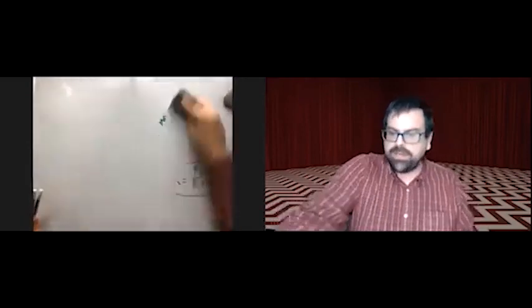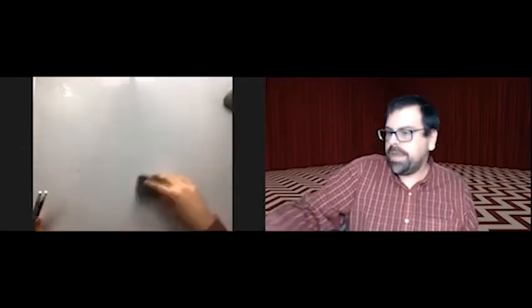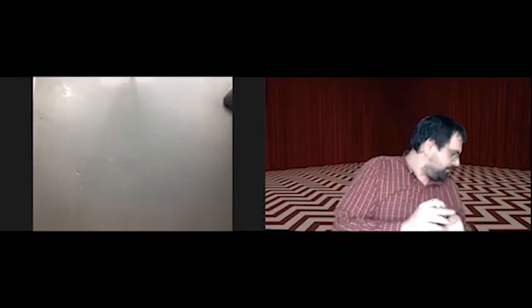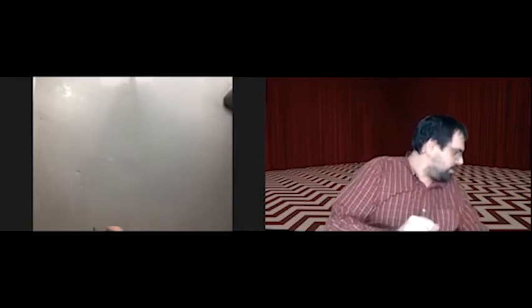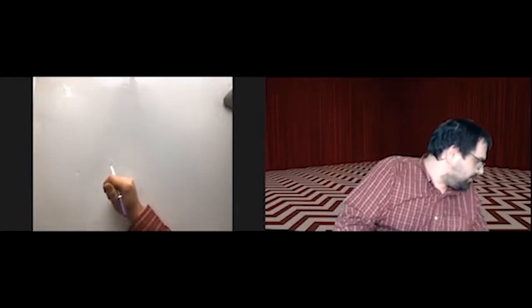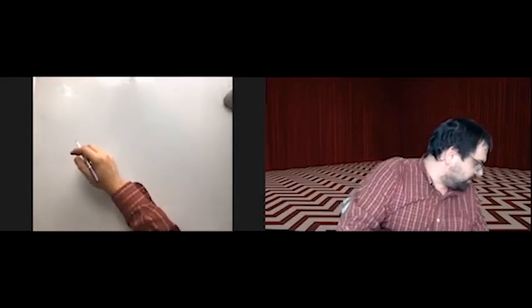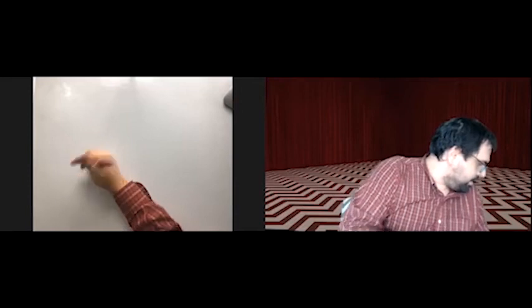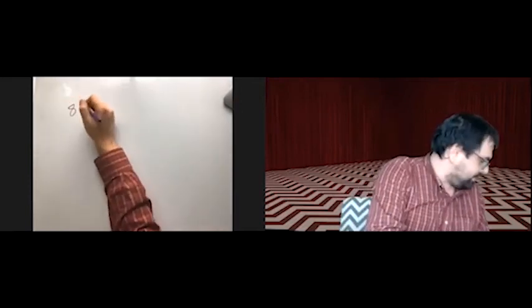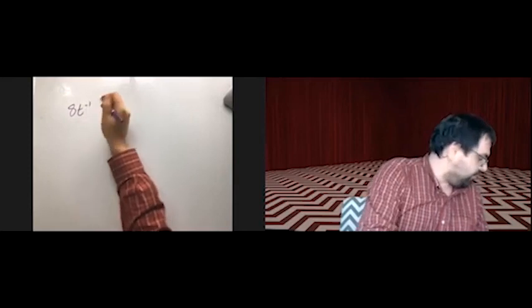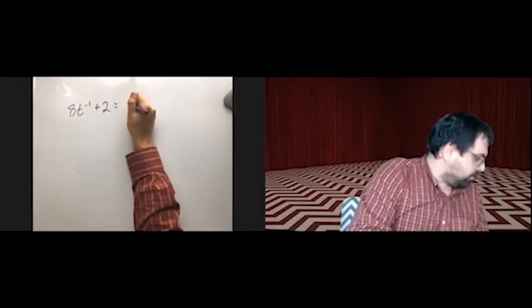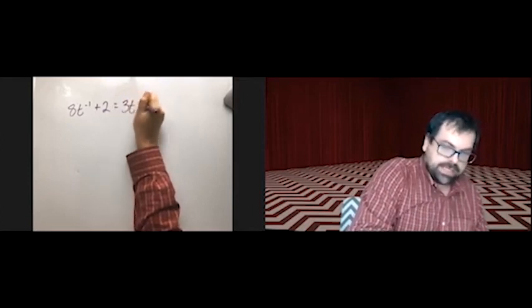So let's keep using our method. Let's do another. Let's step out of literal equations for a second. And let's look at 8t to the negative 1 plus 2 equals 3t to the negative 1.